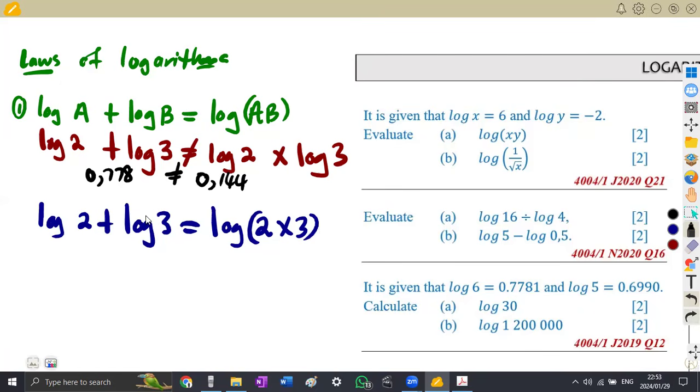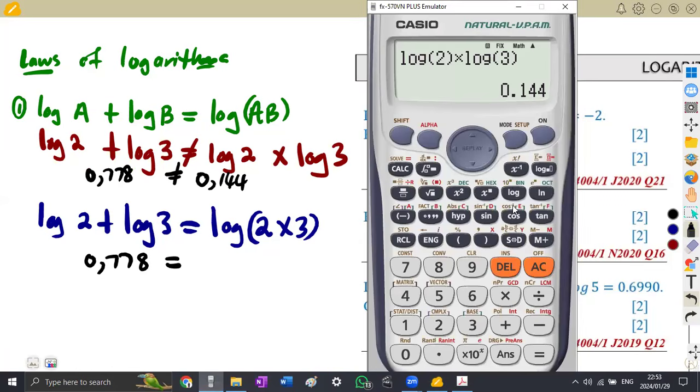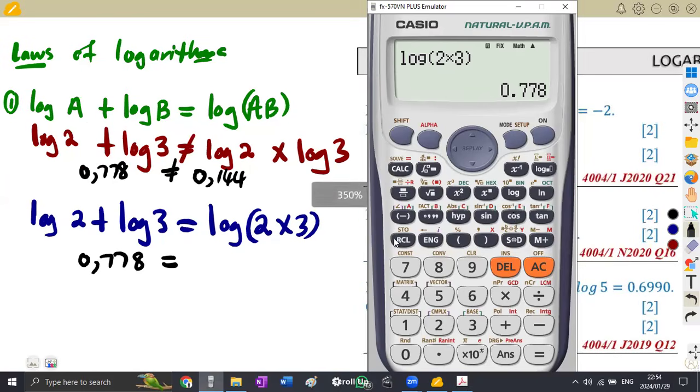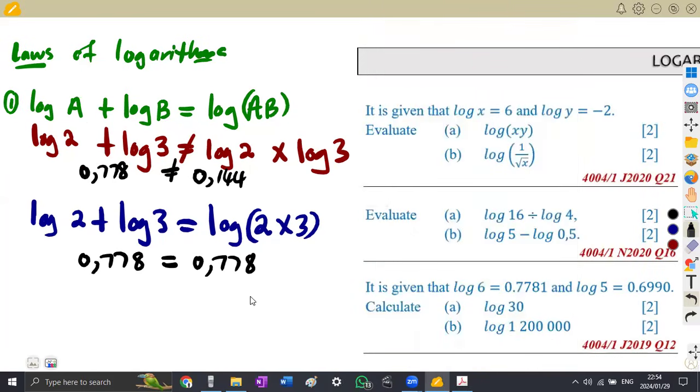Okay, let's present. We already added these two logarithms. We got what? 0.778 is equal to, let us do this, the logarithm of 2 times 3, like this, under one log. It gives us what? 0.778.